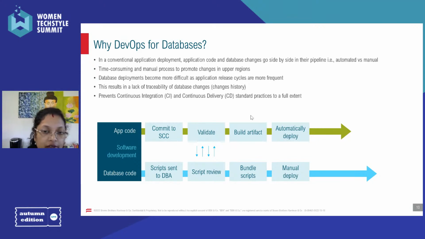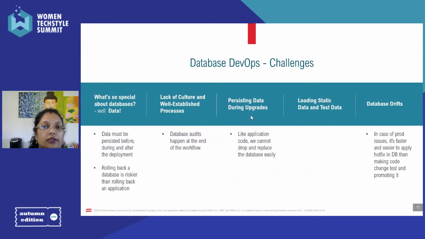Why is it so different from the application code? So, what are the challenges? Well, what's so special about databases? It's about data. So, data must be persisted before, during, and after the deployment. Rolling back of databases is much riskier than rolling back an application. We all know that. There is a lack of culture and well-established processes. Yeah, database audits always happen towards the end of the workflow. Now, bringing it towards the start would be a cultural shift.